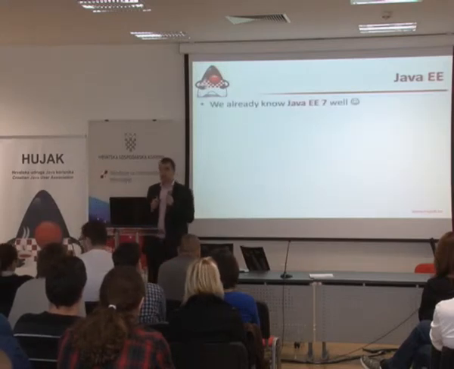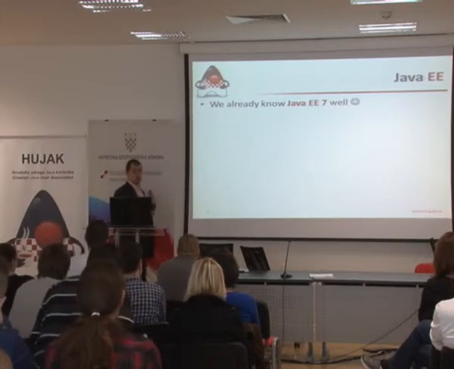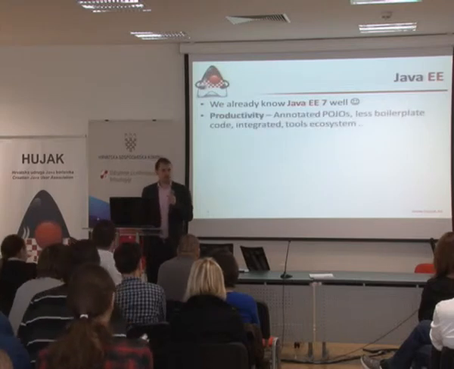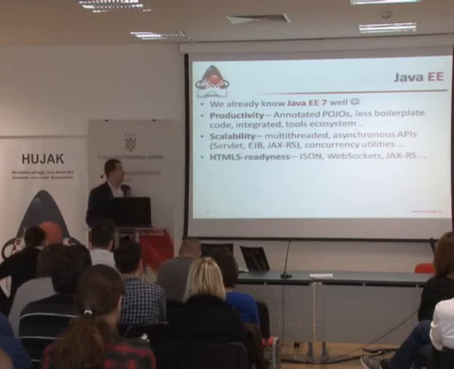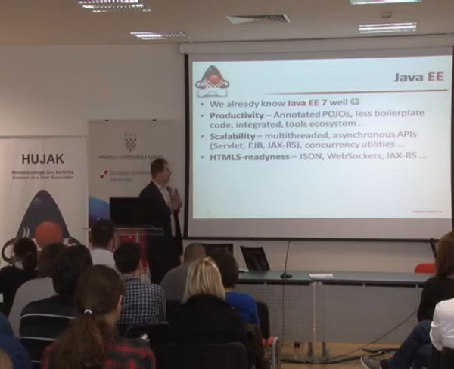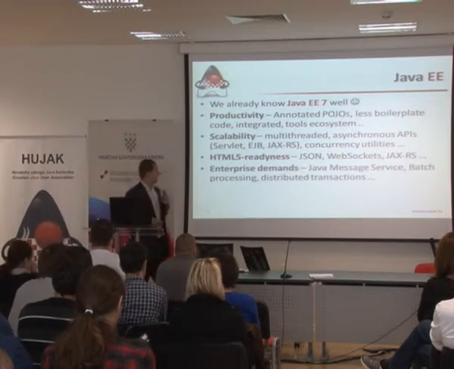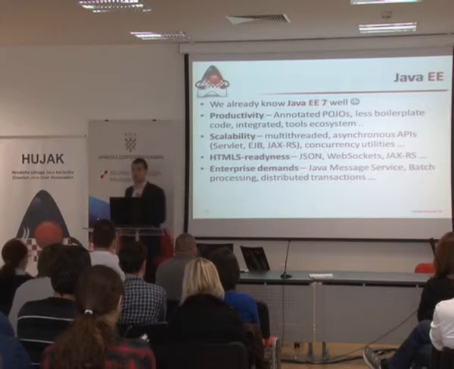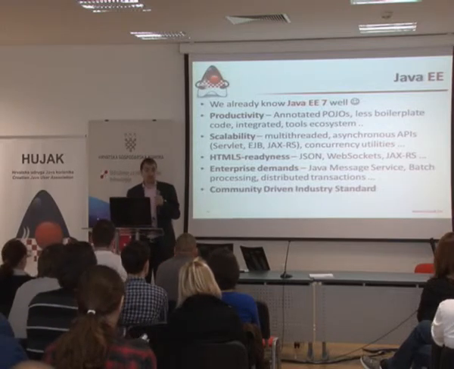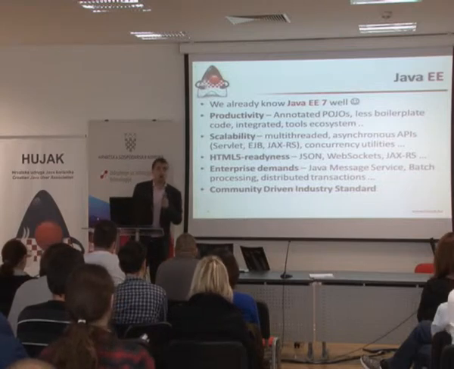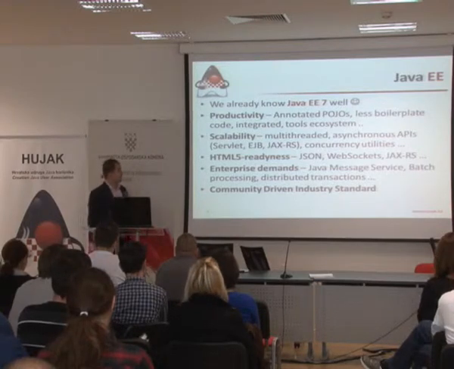If we take a quick look at Java Enterprise Edition on the other side, it's been around for quite a while, so we all know Java Enterprise Edition 7 pretty well. It was all about productivity, like less boilerplate code, tools, and POJOs; scalability, like multi-threaded asynchronous APIs and concurrency; HTML5, regarding JSON, WebSocket, JAX-RS, etc.; enterprise demands like JMS and batch processing, which large companies like financial institutions were looking for; and a community-driven industry standard, because all of us are somehow involved in developing Java Enterprise Edition right now, in any way we can. So basically, this was version 7.